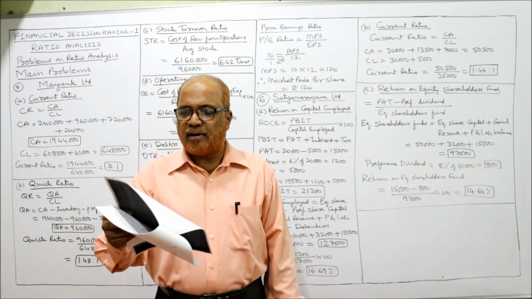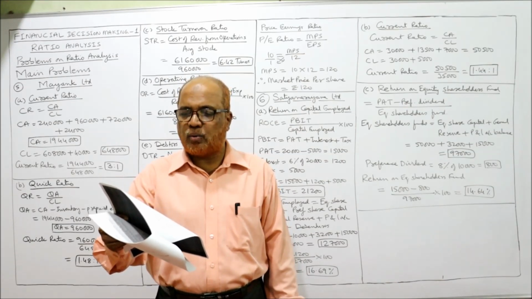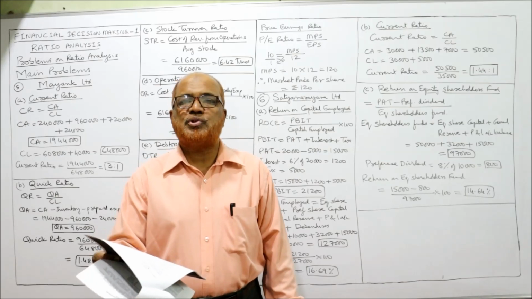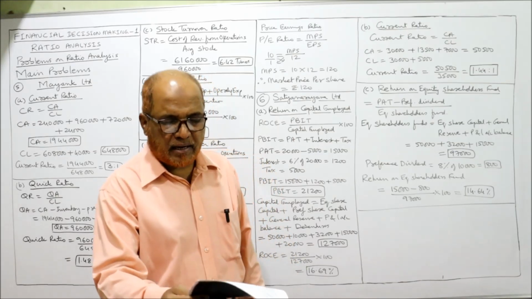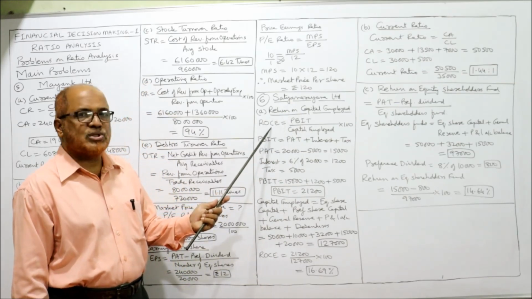You are required to calculate return on capital employed, current ratio, and return on equity shareholders' fund. So three ratios it is asking you to calculate. First of all, return on capital employed, ROCE.